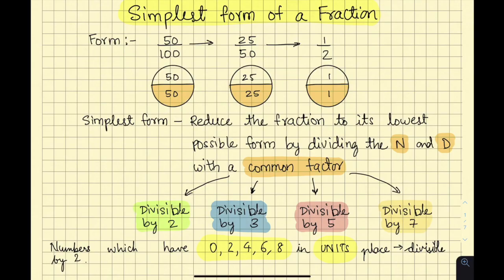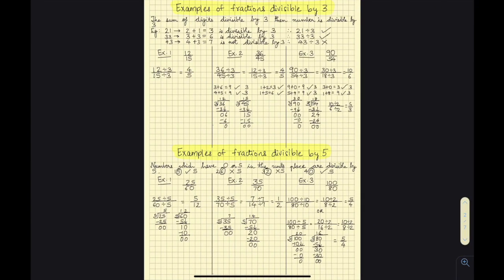Hello everyone, we are doing simplest form of a fraction. In this, we have already revised that to convert into simplest form, we reduce the fraction to its lowest possible form by dividing the numerator and denominator with a common factor. We have already seen the divisibility by 2, 3 and 5. Now we'll focus on divisibility by 7 and also other examples.